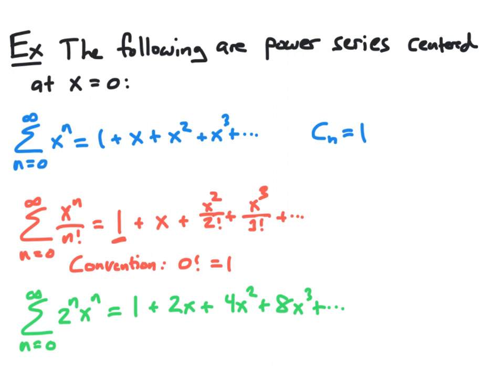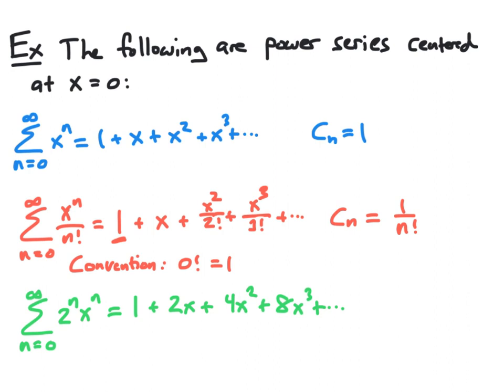In this case, our coefficients are no longer constant because they change for each term. And we can see from our general term that the coefficient in front of x to the n is going to be 1 over n factorial.